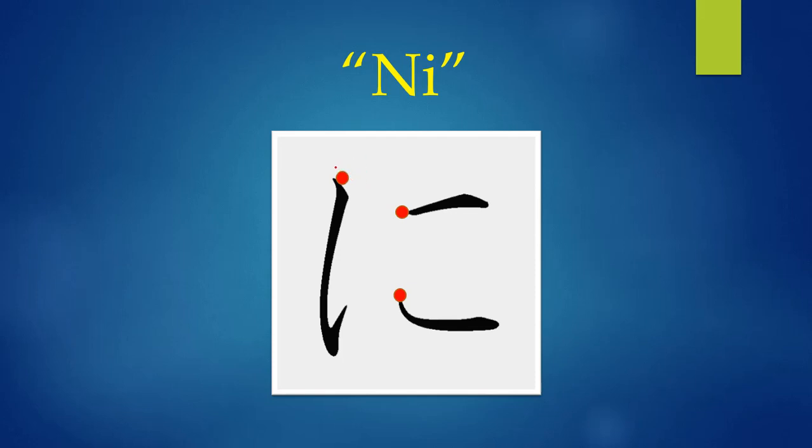So the first stroke starts from this red dot. So it's like this and a little bend like this. So number one. Second stroke starts from this red dot, this one, and this is my second stroke. Third stroke starts from this red dot, and it's like this. So this is my third stroke.